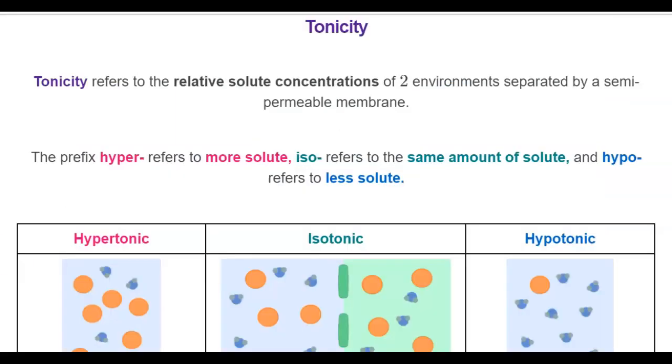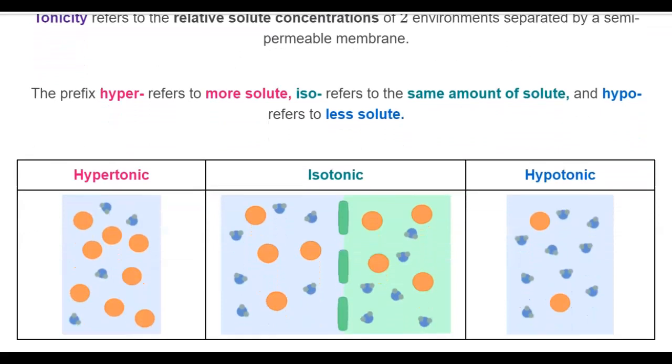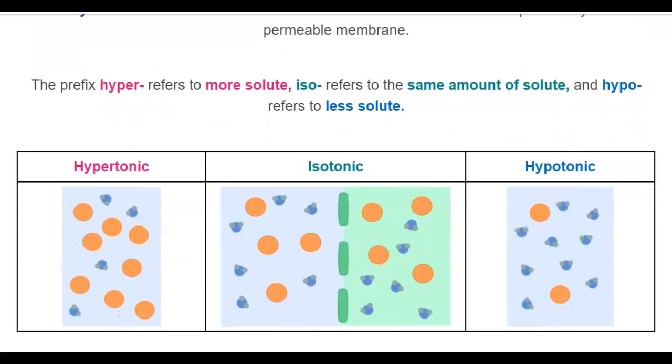Tonicity. Tonicity refers to the relative solute concentrations of two environments separated by a semi-permeable membrane, for example, the cell membrane. The prefix hyper refers to more solute, for example, sugar or salt or ions. Iso refers to the same amount of solute, and hypo refers to less solute.